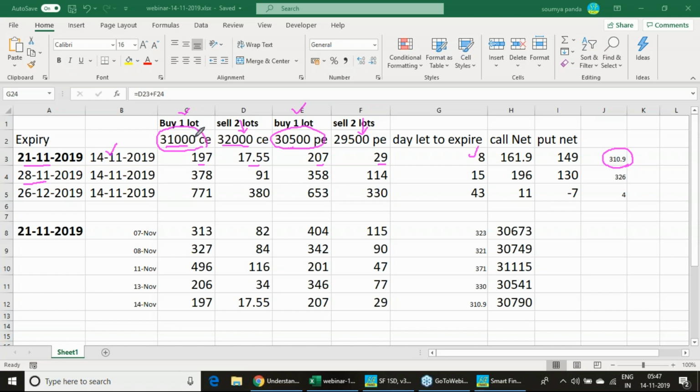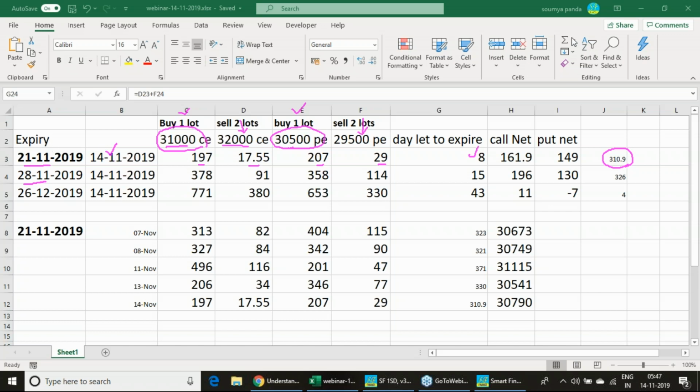Same strike: 31,000 call option I am buying, 30,500 put option I am buying, each one lot. 32,000 call option, selling two lots. 29,500 put option, selling two lots. Same expiry.